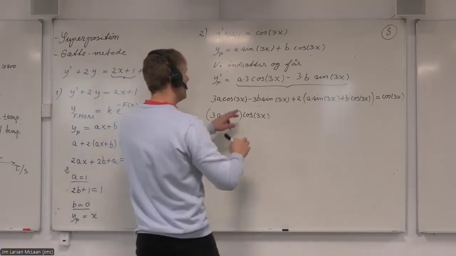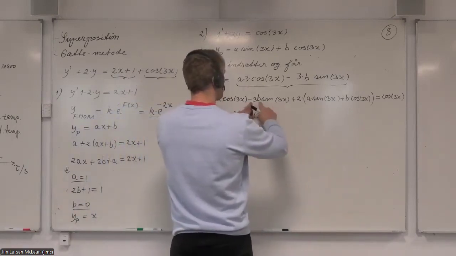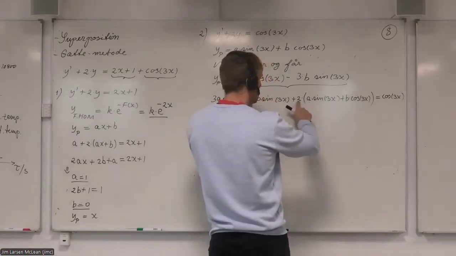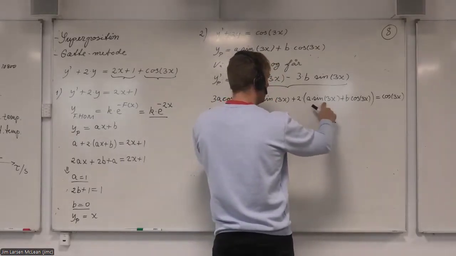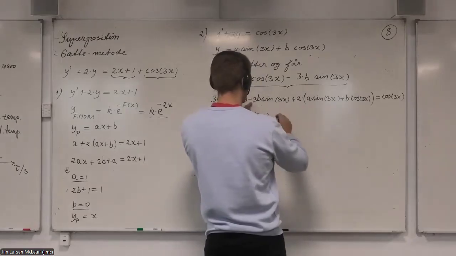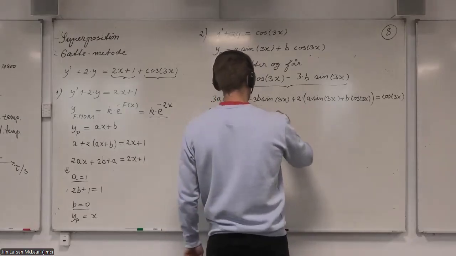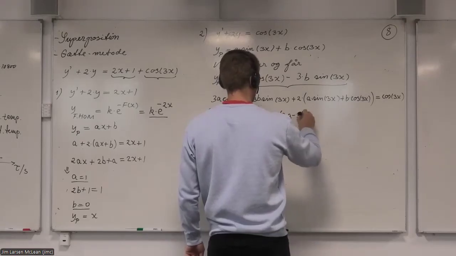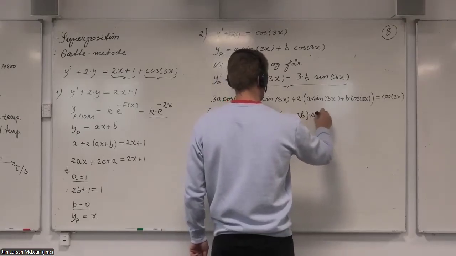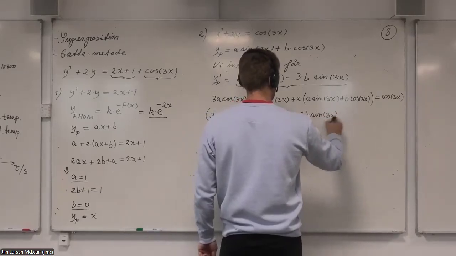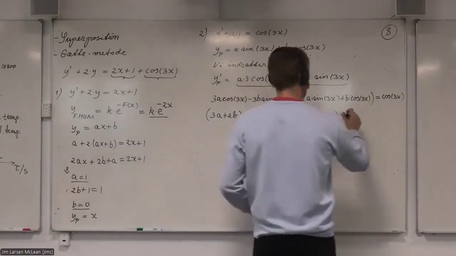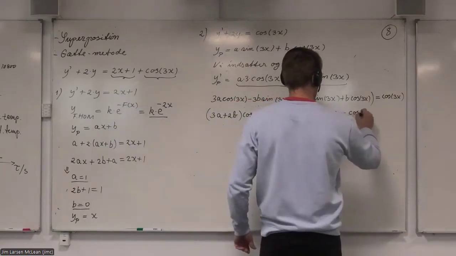Well, what do I have then? So I have minus 3b, but I also have plus 2, because I need to multiply the 2 in. Then I have 2a sine, and I have minus 3b sine, so I can factor out sine, giving me 2a minus 3b times sine of 3x. There we go. And everything should be equal to cosine of 3x.